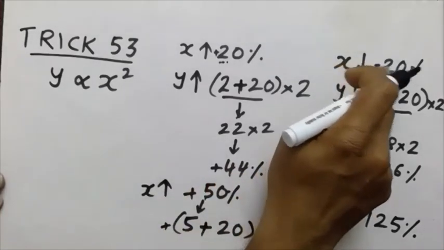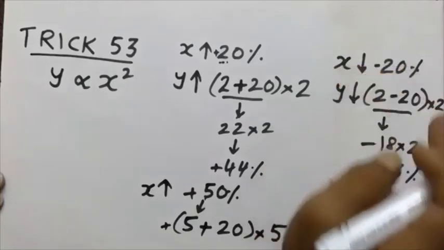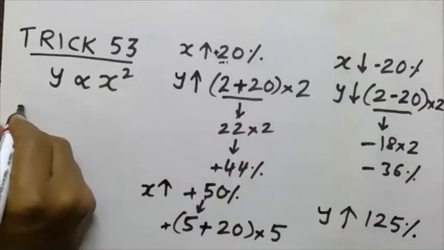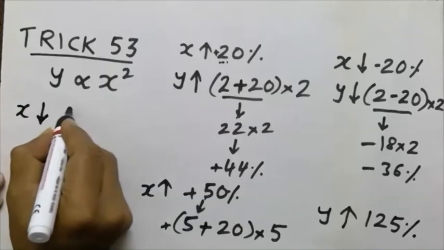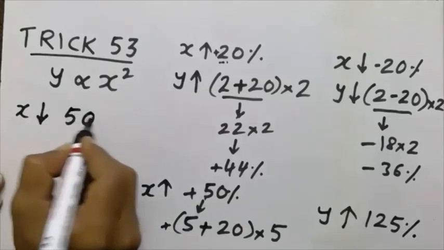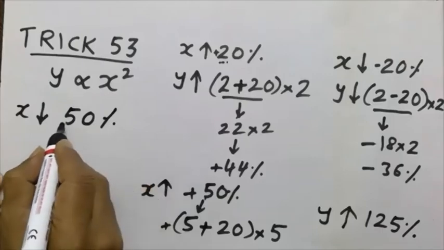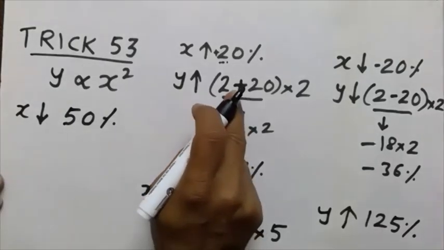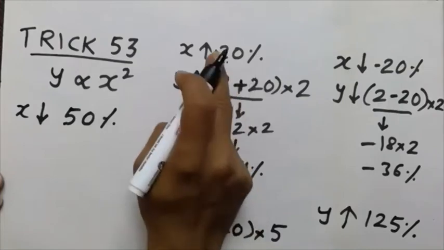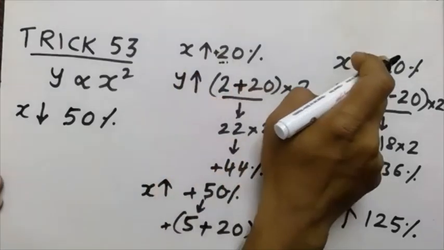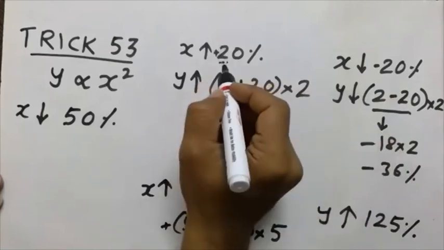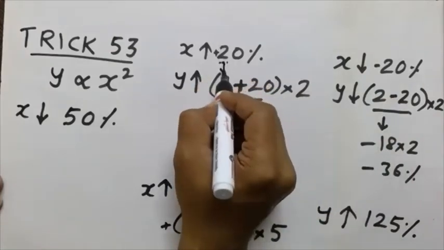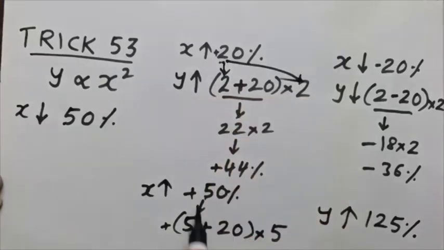Here, as I explained, if x decreases by 20%. Now let us go with x decreases by 50%. What happens here? Decreases by 50%. What to do? See here, when you see plus here, you will get plus here. When you see minus here, you will get minus here. And here 2, you will get 2 here as well as here. This 50, the 5 in that, you will get here and also here.